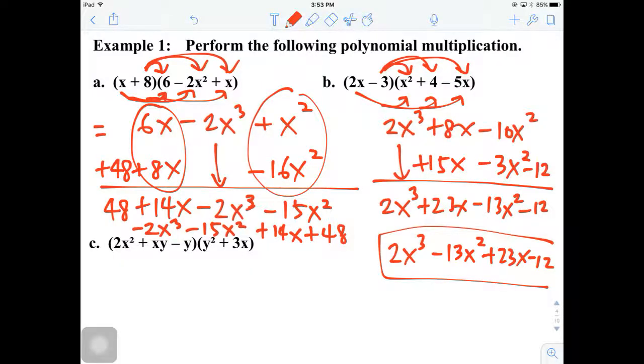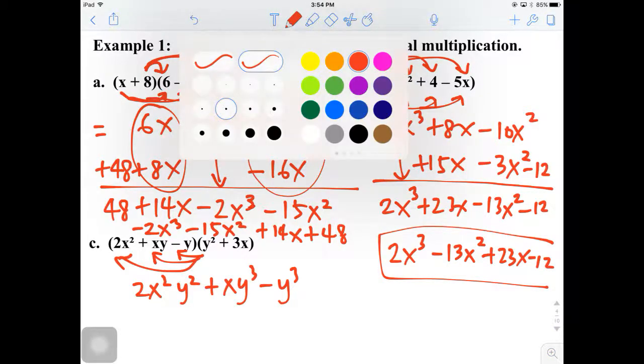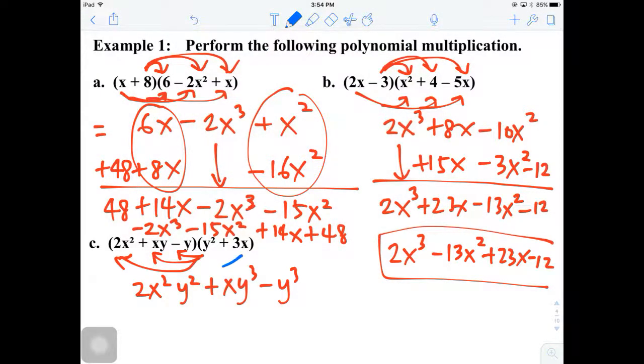And then lastly, we're going to do the last one. So we have 2x. This one you can actually, I always like to distribute the one with the 2 parentheses into the 3. So I'm going to multiply backwards. So that's 2x squared y squared. And then plus x y to the third. And then minus y to the third. And then the next term is going to be a little bit messy, so let me try to change the color. So we have 3x times 2x squared.